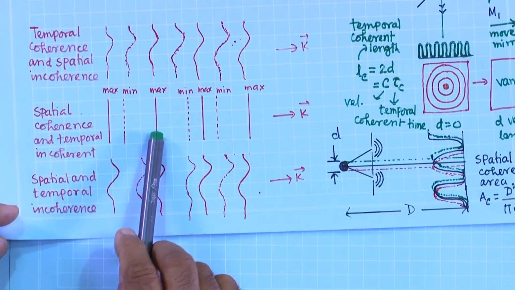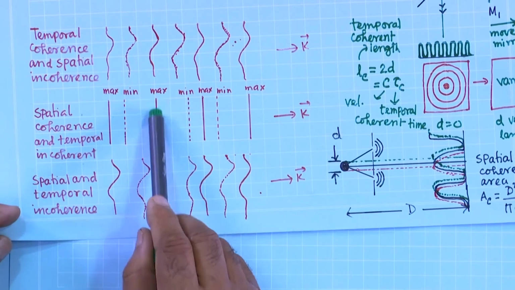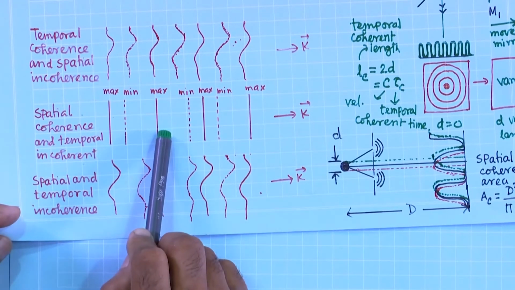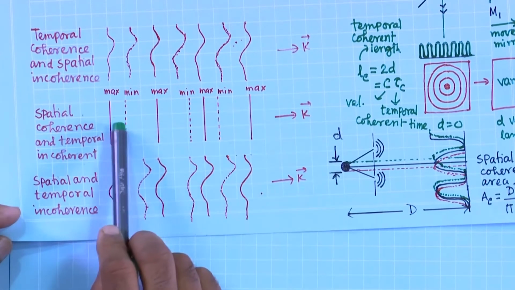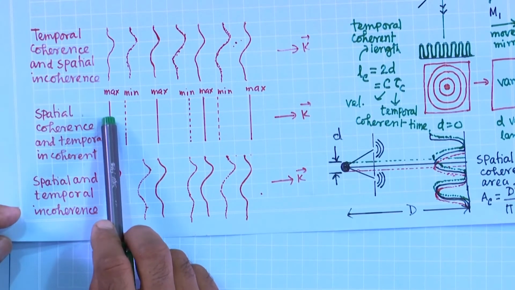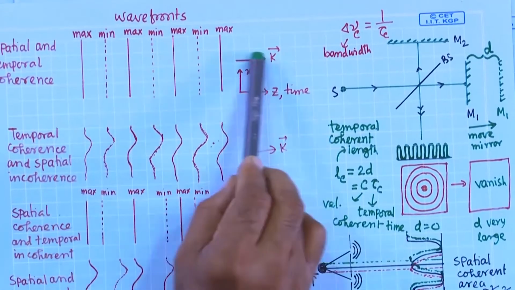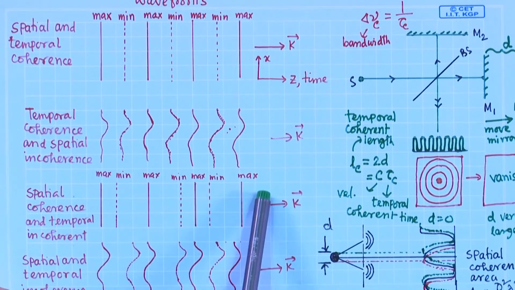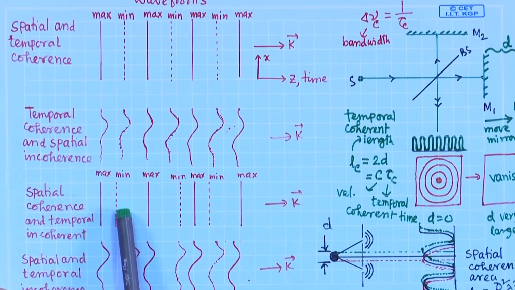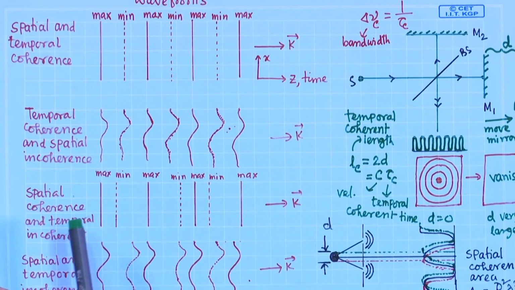Next one is showing that the phase is uniform in the transverse direction, but in the longitudinal direction it is not. So the phase difference between 2 points in the direction of propagation will not remain constant. This is spatially coherent but temporally incoherent.